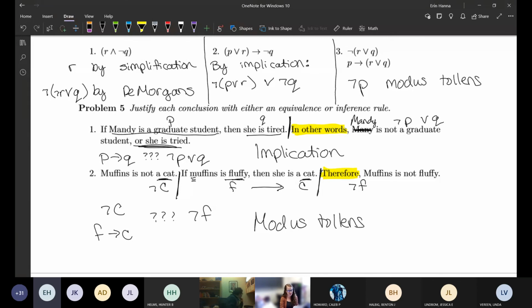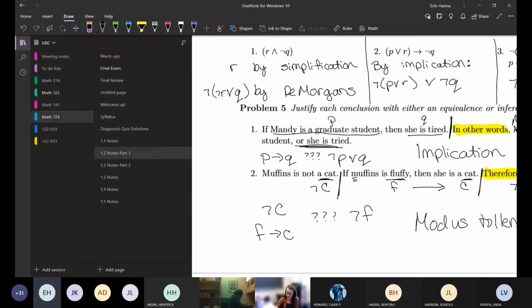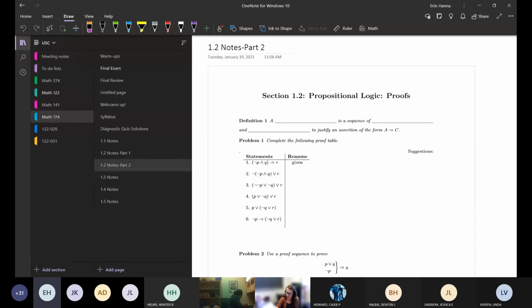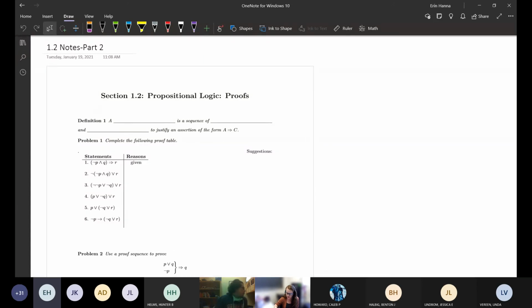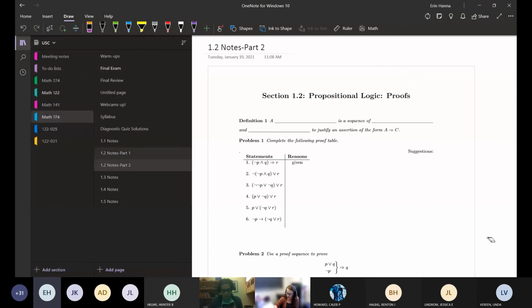On Thursday, we'll actually look at using these. We haven't really used these yet in their full capacity. So what we're going to do on Thursday is look at proofs and how to actually use these to prove things. That'll look like this kind of thing right here. We'll talk about that on Thursday.